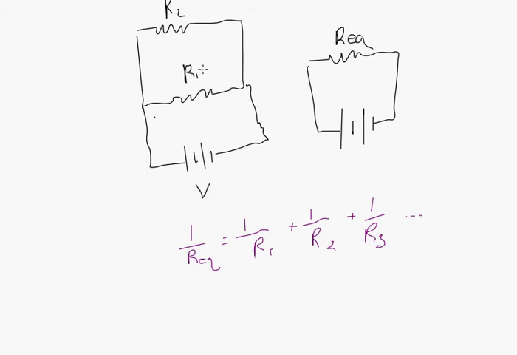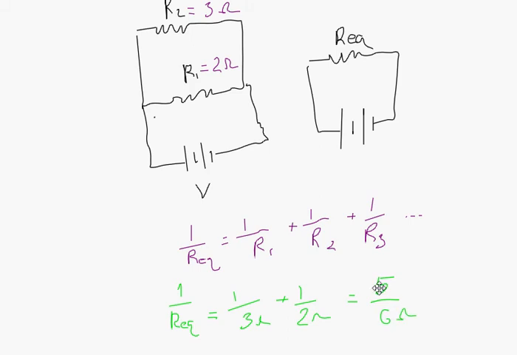Let's give ourselves some values so we can get practice. Let's just say this is 2 ohms, and let's just say this is 3 ohms. So this is going to be 1 over REQ equals 1 over 3 plus 1 over 2 ohms equals, now we have to have a common denominator, it's going to be 6, so this is 2 over 6, 3 over 6. Did I say that right? Yes. So you're going to get 5/6 ohms.